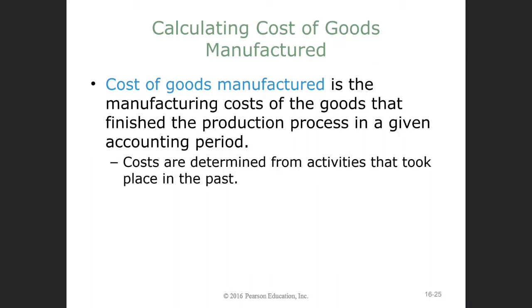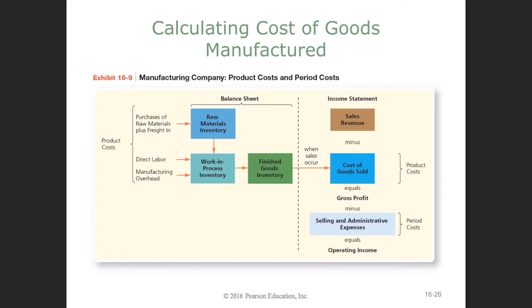Cost of goods manufactured is the manufacturing cost of the goods that finished the production process in a given accounting period. The cost of goods manufactured costs are determined from activities that took place in the past. This is another diagram, helping you to see the calculation of the cost of goods manufactured.